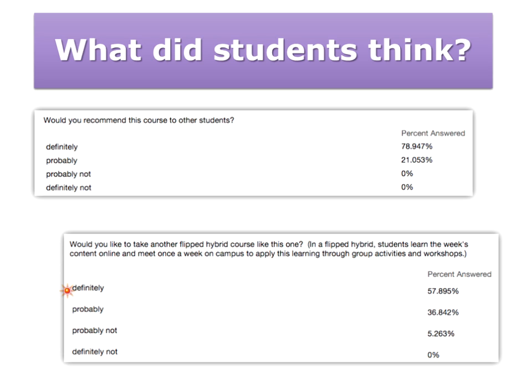In answer to that question, 58% of them said definitely. They were very interested in this model. They liked it a lot. And then 36% said probably. I only had 5% who said it wasn't for them.